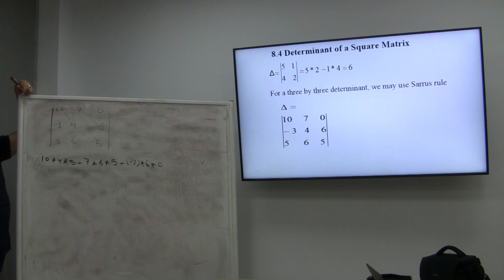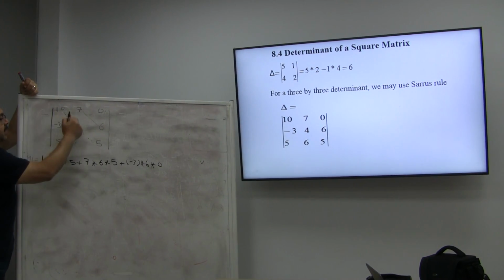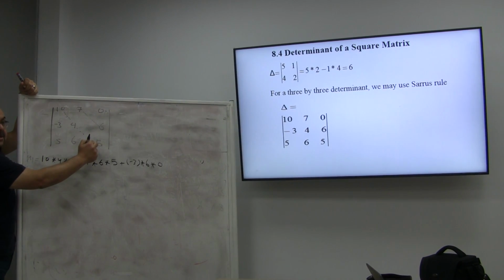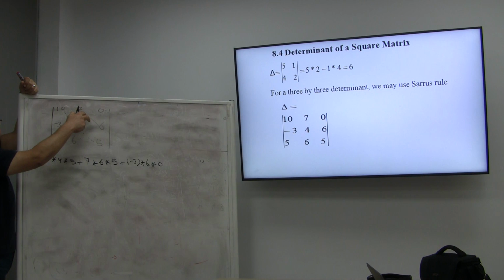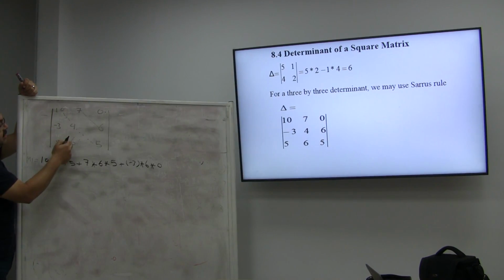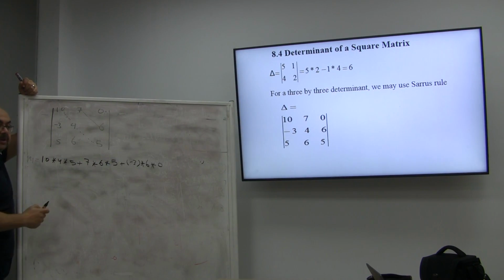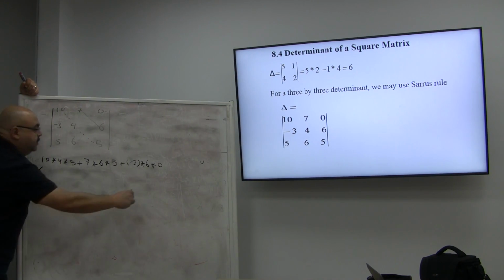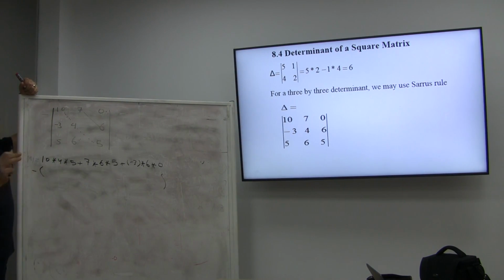So how did I start? I multiply the elements of the principal diagonal. Then the 2 elements on the diagonal times the lower vertex, and vice versa. Negative 3 times 6 times 0. Same way, I will do exactly the same but with the opposite direction.